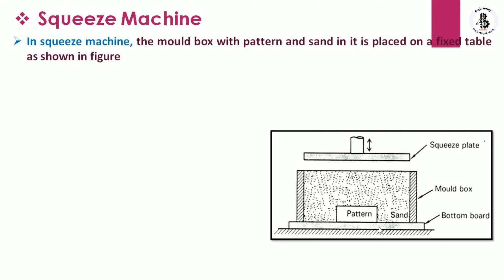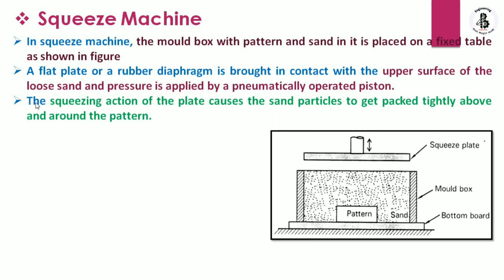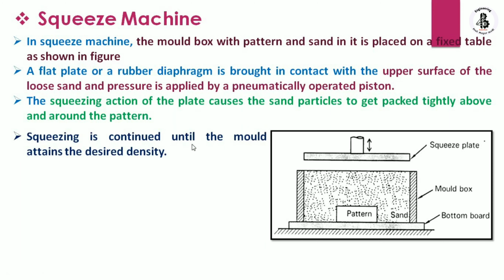A flat plate, or you can say a rubber diaphragm, is brought in contact with the upper surface of the loose sand, and pressure is applied pneumatically, with a cylinder and piston operation. The squeezing action of the plate causes the sand particles to get packed tightly above the pattern. In that case the upper sand will be tightly packed, but some looseness will be found around the pattern. The squeezing is continued until the mold attains the desired density.